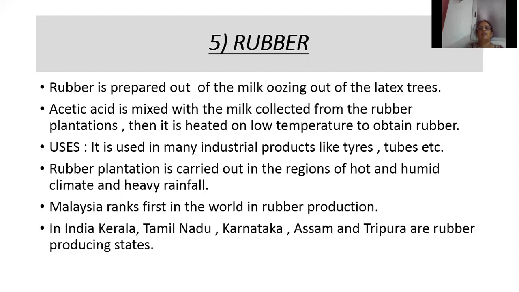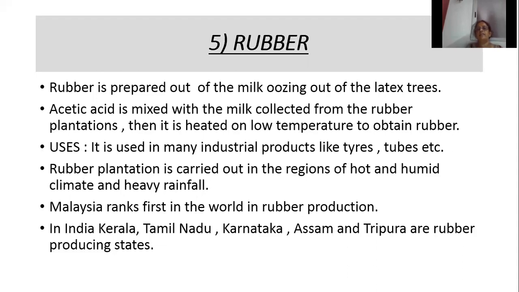So how is rubber prepared out of the milk oozing out of the latex trees? Acetic acid is mixed with the milk collected from the rubber plantations. Then it is heated on low temperature to obtain rubber. What are the uses of rubber? It is used in many industrial products like tires, tubes, etc.